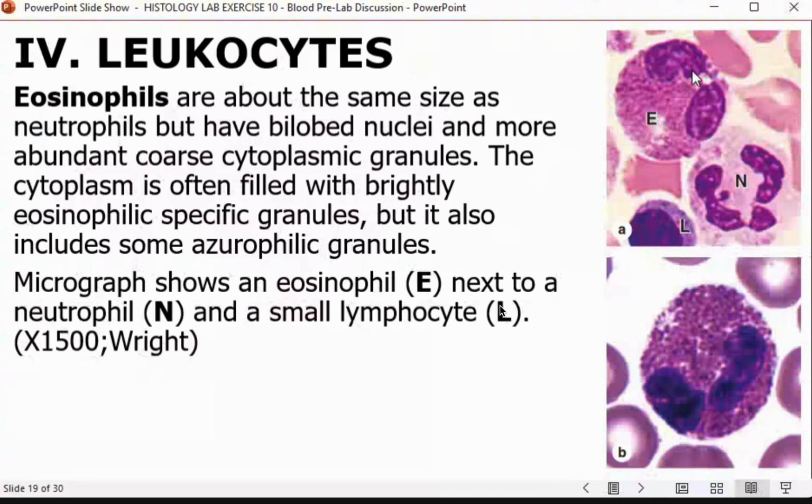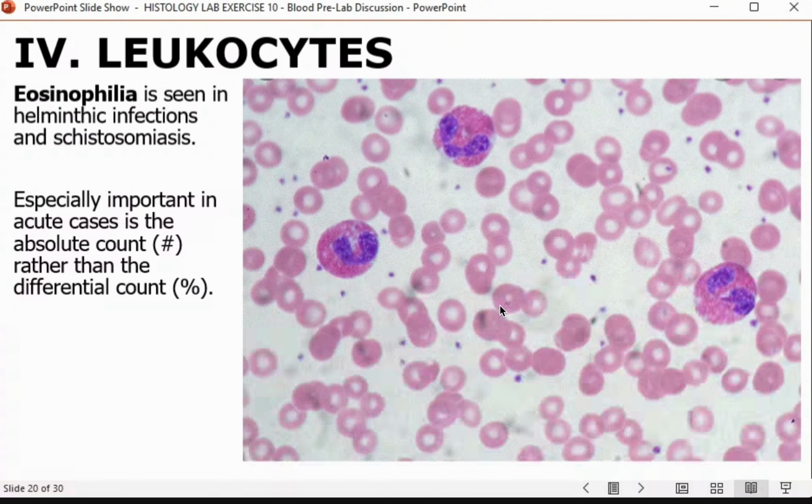But the most differentiating characteristic eosinophils have are these very dark red granules all throughout the cytoplasm. Can you see here? What you see on top or within the cytoplasm are the eosinophilic specific granules. That's why if you take a look at the picture on the lower right, the entire cytoplasm is filled with these granules. It's even on top of the nuclei, if you can see as well. Yan, maraming red na granules on your eosinophils. In patients with eosinophilia, this is seen in patients with helminthic infections and schistosomiasis.